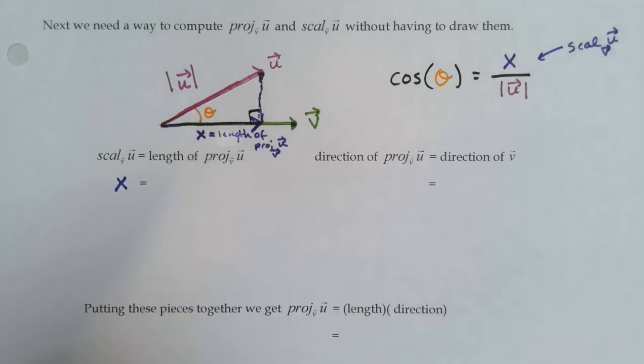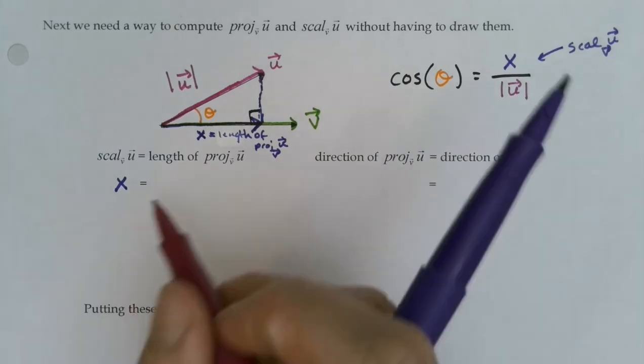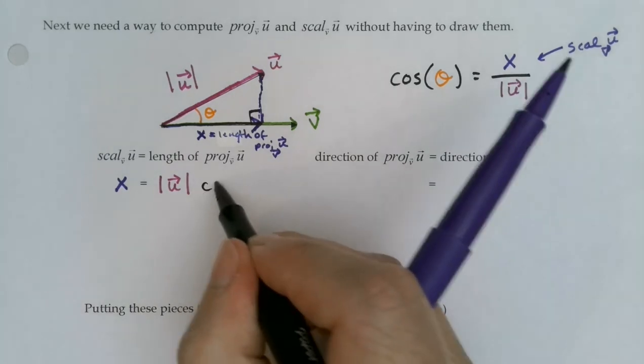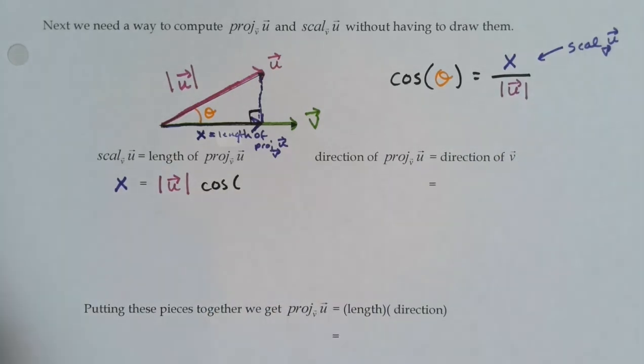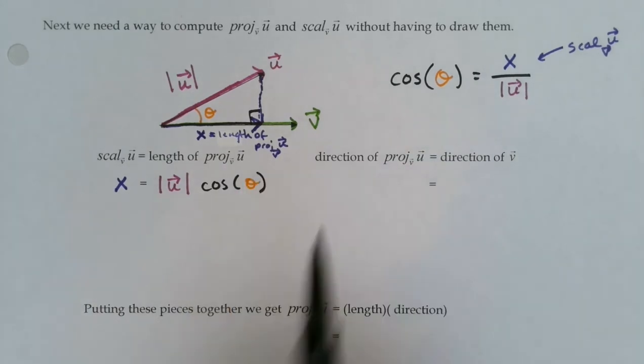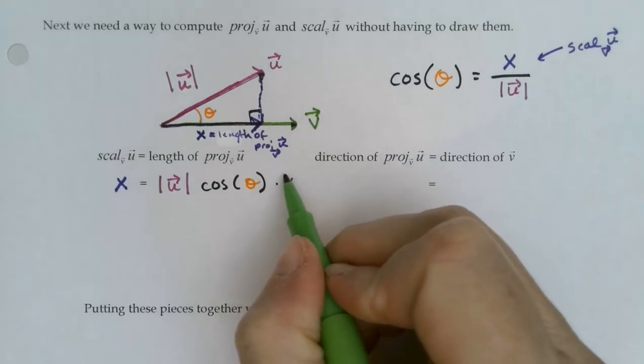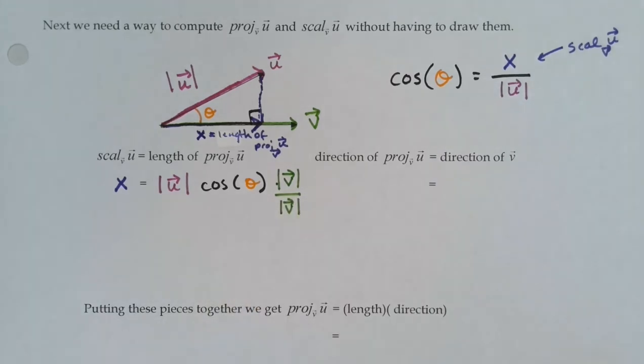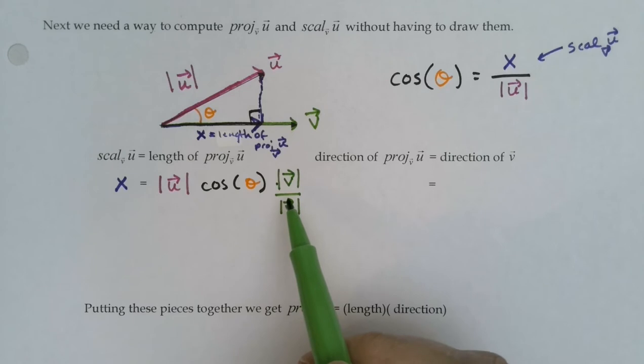So this is the scalar of u onto v. It's the length of that projection. That's what the scalar is. But that means that x, multiplying both sides by the magnitude of u, is the magnitude of u times the cosine of theta. That's all well and good, but we don't always have that. So let me just multiply, because I can, by the magnitude over the magnitude. I can do that because that's really just 1, and you can always multiply by 1 because it's not really changing the problem.